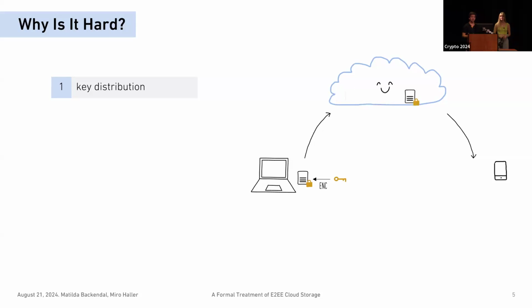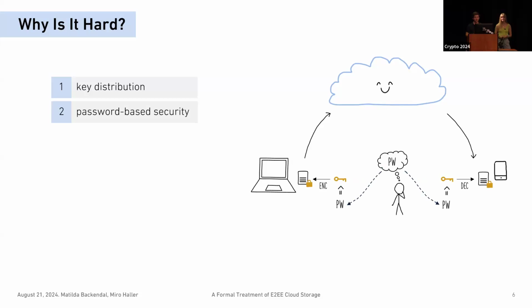The first of them is that if you want to access your file from a different device, then you need to have a way to transfer the key from the device where it was generated to the device where the file is decrypted or should be decrypted. And so in practice, predominantly what's used for this is to derive keys from the password of the user. So one way you could do this is you could have the user type in their password and then directly use that key to encrypt a file.